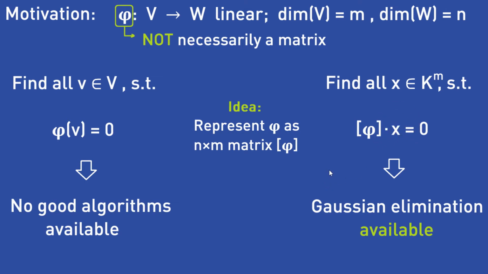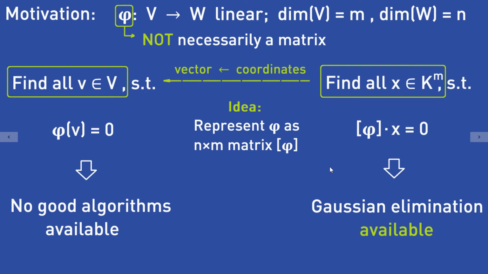In the end, we need to associate each of these x element of K^m, which we have found by using the Gaussian elimination approach, with a unique vector small v in the space capital V. These x element of K^m will be the coordinates of these vectors small v in the set capital V. These vectors small v then fulfill that phi of v is equal to 0. So we have solved our original problem.